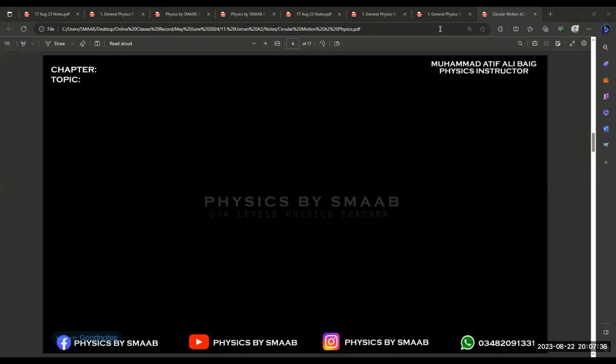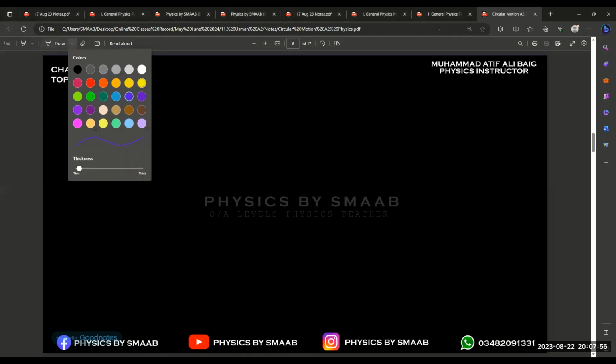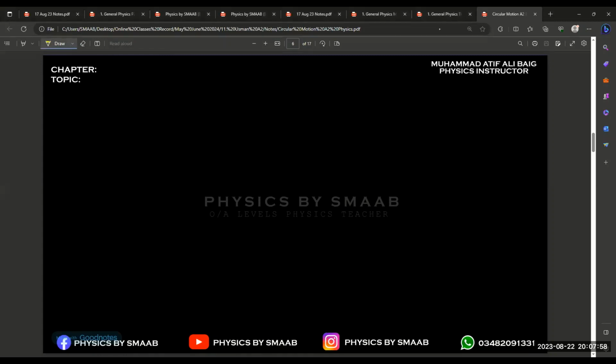Because in the second chapter, the concepts related to gravitational and circular motion are both interconnected, because you observe that in the questions of circular motion, there is also a link to the gravitational force or the gravitational field. So basically, this is the second chapter, and this chapter is known as gravitational field.